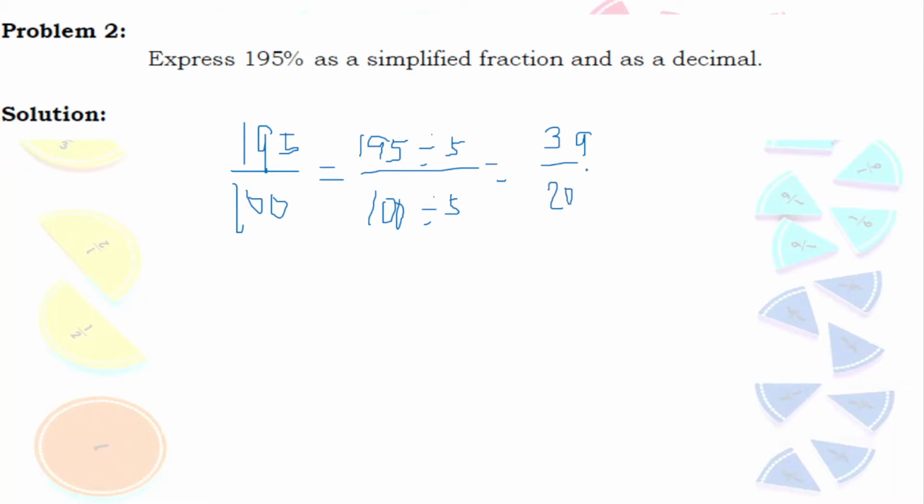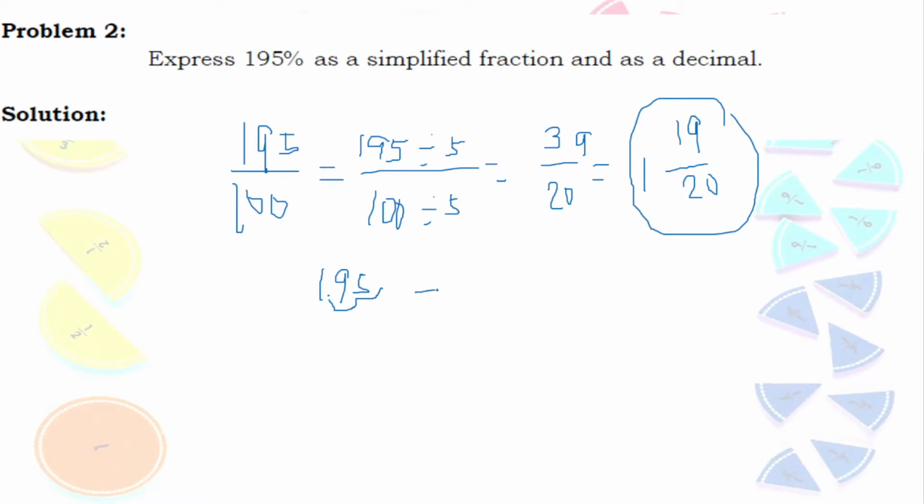Ayan. So, kung makikita nyo po, pwede pa po natin siyang paliitin into mixed number and we will get 1 19 over 20. So, ito po ang fraction ni 195%. So, sabi dito, gawin naman po natin siyang decimal. Huwag na po kayo mag-divide, mahirapan lang kayo. Mag-move na lang po kayo. So, from right ulit to left, 2 places. And then, we will get the decimal of 195 which is 1.95.